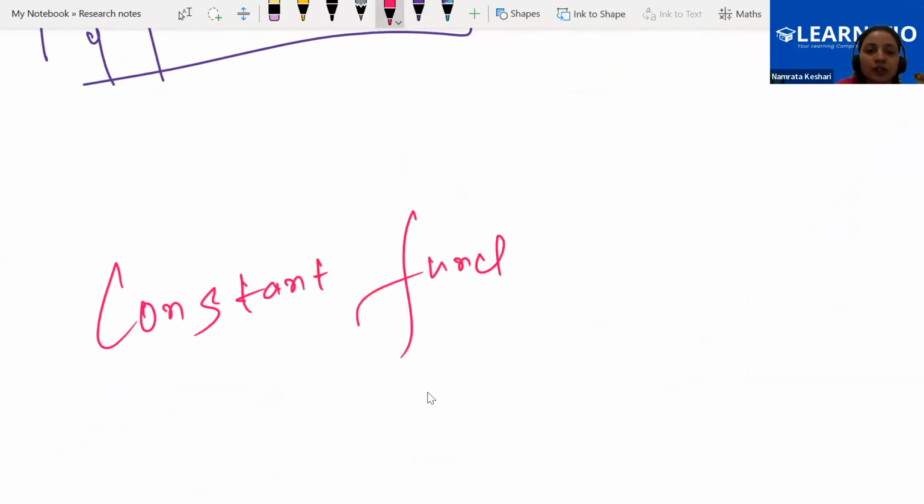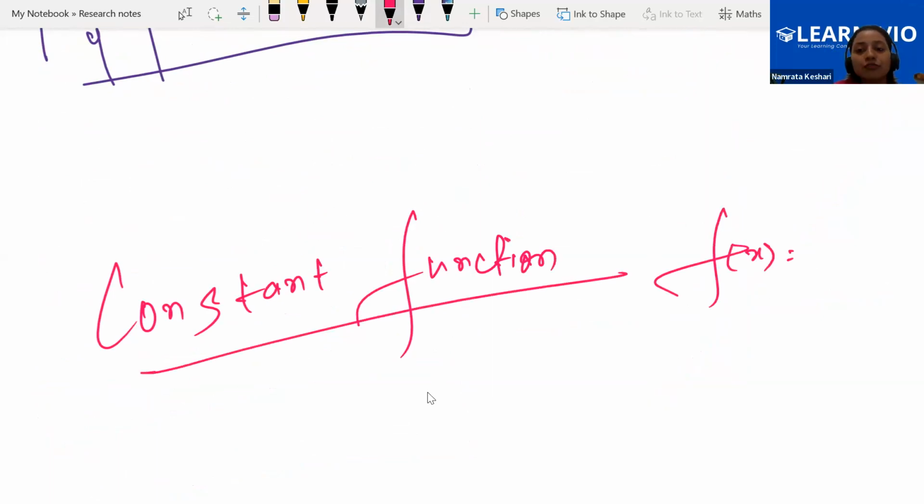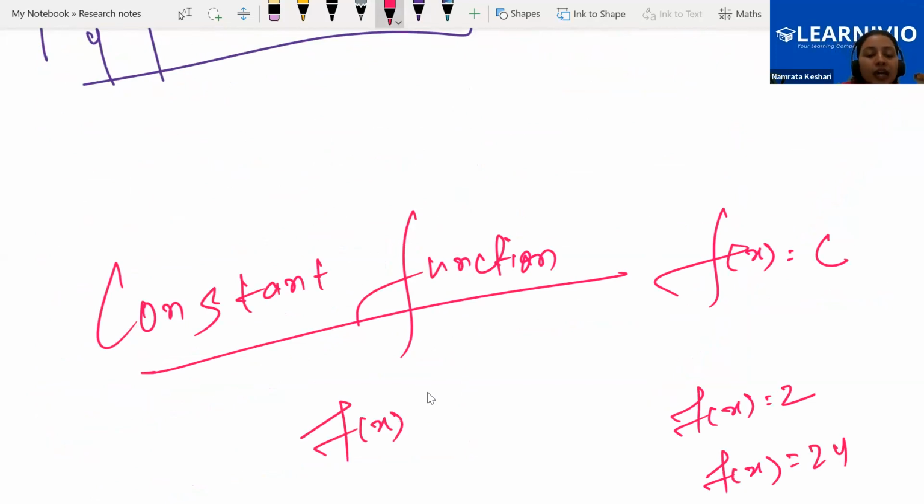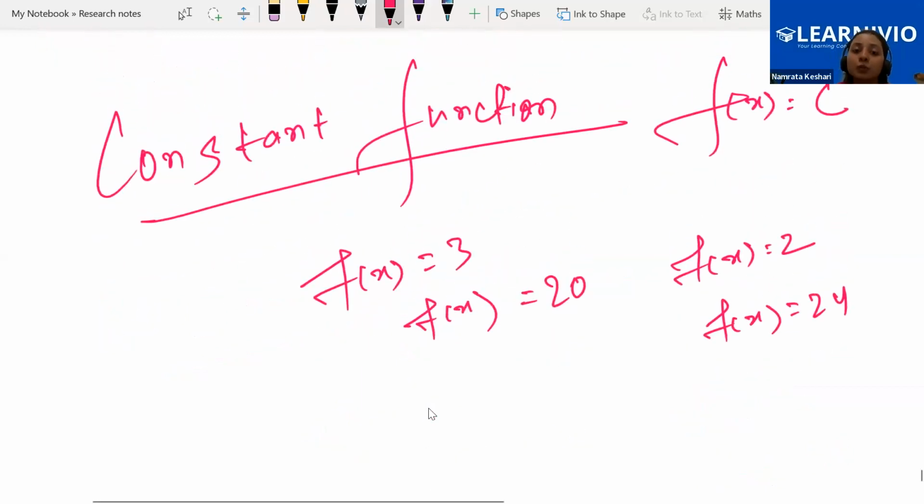How exactly does the constant function look? A constant function means f of x equals c. C means a number. It can be f of x equals 2, f of x equals 24, f of x equals 3, or f of x equals any number. That's called a constant function. What will be the domain, and what will be the codomain?